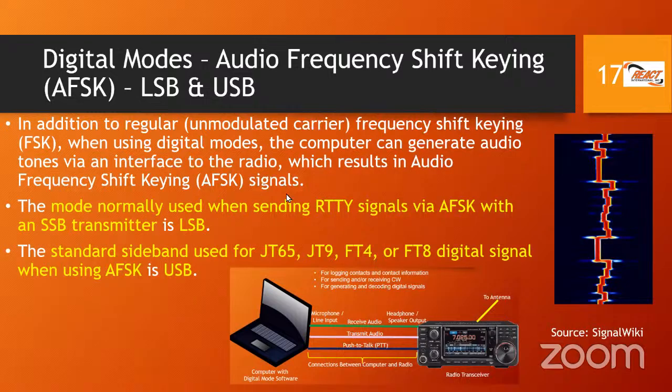And we need to be aware that for RTTY signals, when we are using audio frequency shift keying, we will typically use lower sideband, right? So that's an exam question. And for other types of audio frequency shift keying, such as FT8, JT65, and so on, we use upper sideband. So the takeaways here would be for RTTY signals, we use lower sideband, and for others such as FT8, we use upper sideband. That's simply convention, but they are exam questions, and we need to learn this for the exam.